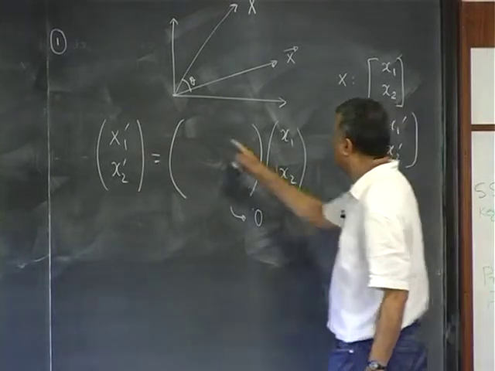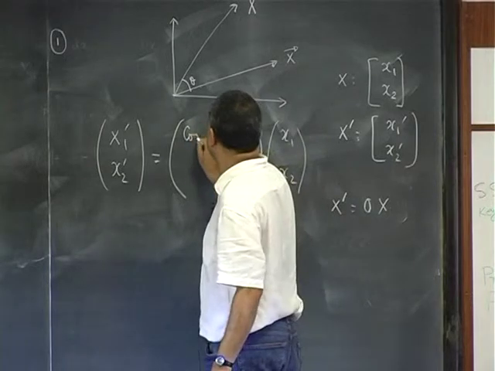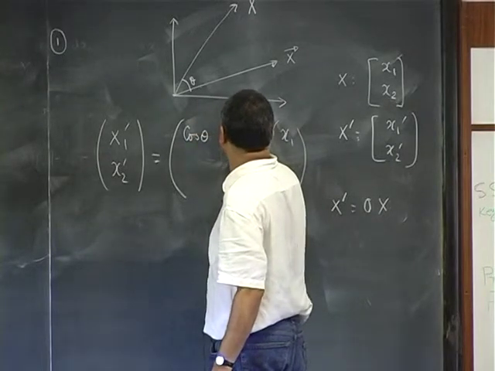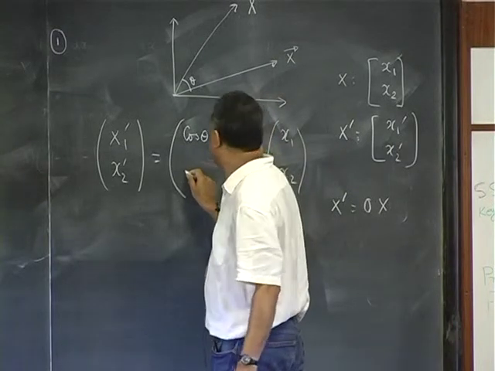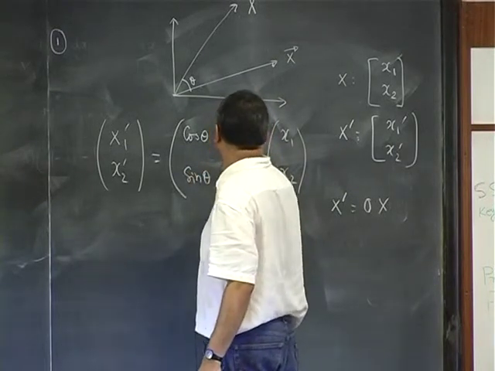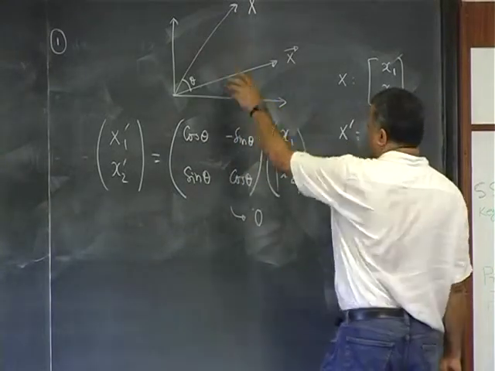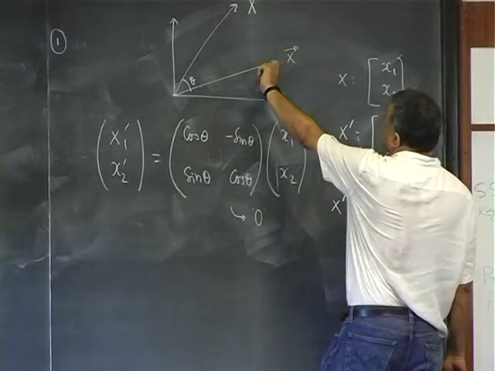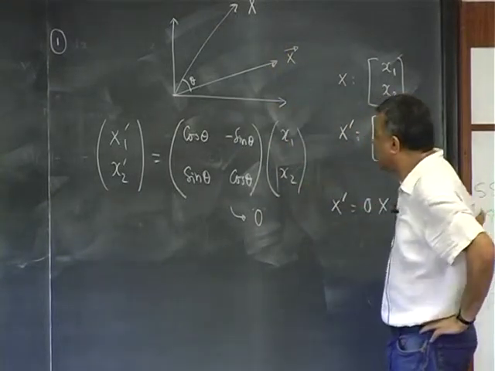And what is this vector here? Anybody? Cos theta, then minus sin theta. Okay. Very good. So this is the orthogonal rotation, which keeps the magnitude of the vector the same, preserved.